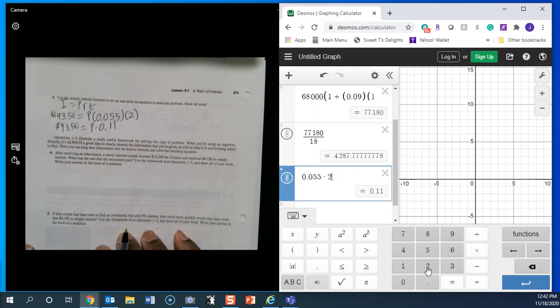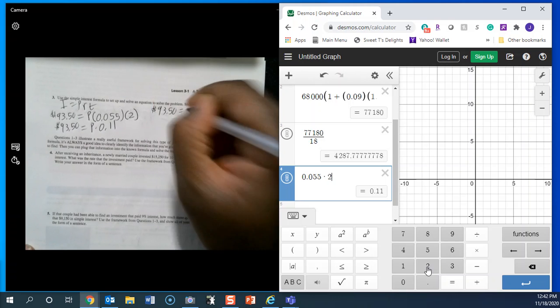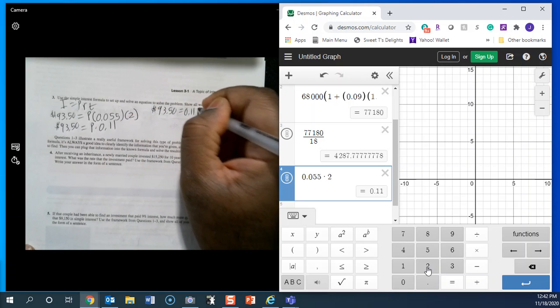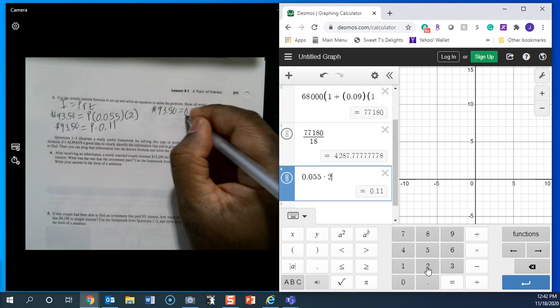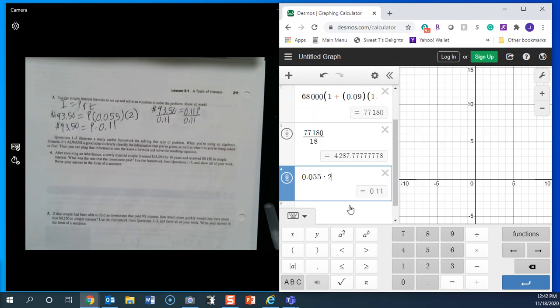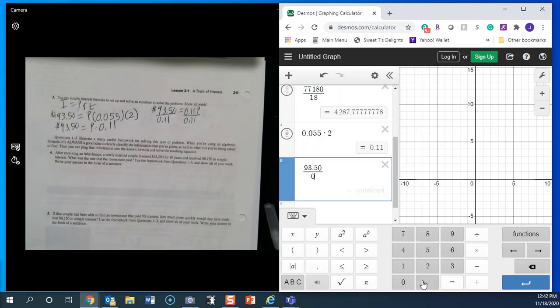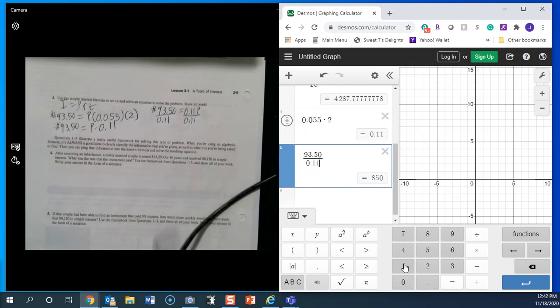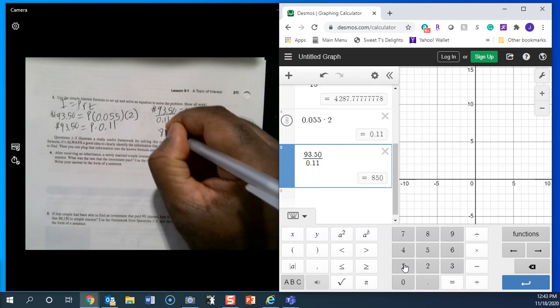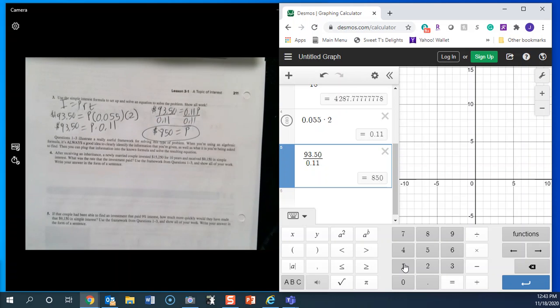Now we want to get P by itself. So let me write this here. We could change this as 0.11 times P. Divide each side by 0.11. And we could put this in our calculator. So it'd be 93.50 divided by 0.11. So that would give us $850 is equal to P. So our principal is $850.